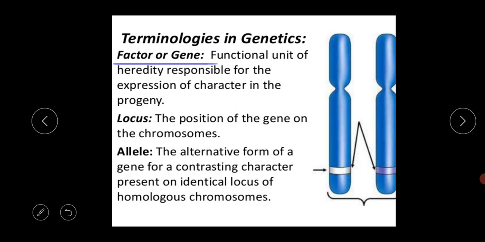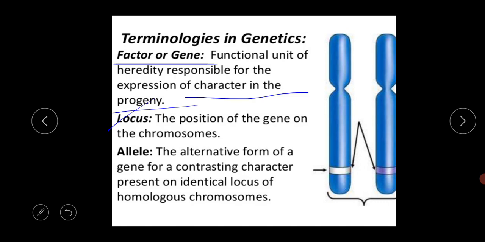Next thing is the terminologies in genetics. So what is the meaning of the factor or gene? This is the functional unit of heredity responsible for the expression of characters in the progeny. In simple words, this is the segment of DNA, the functional unit of heredity, and this gene is solely responsible for the expression of each and every characteristic in our body. Okay, so this is the factor or gene.